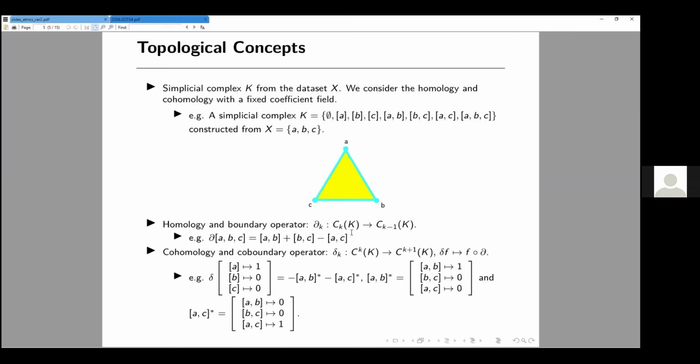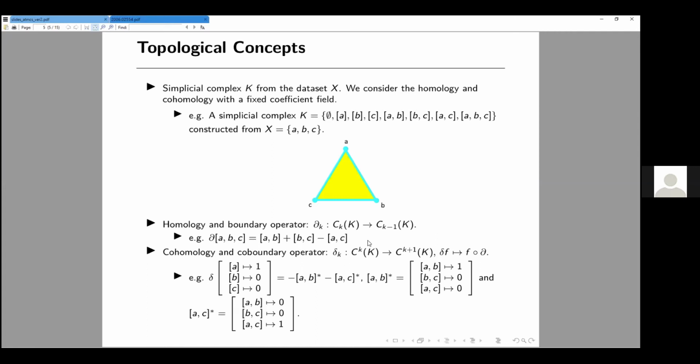With this co-boundary operator, we can define the cohomology. Analogous to persistent homology, we can also introduce the notion of persistence in the cohomology setting. The persistence here describes how long a certain feature represented by a cochain persists in a nested sequence of complexes.